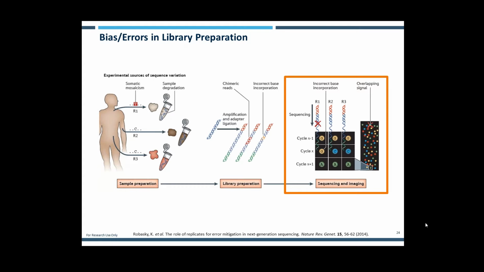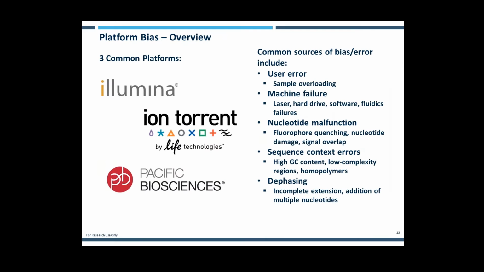Okay, so now we're going to dive into the 3 platforms. So you have 3 common platform manufacturers that are more commonly used in laboratories across the world. These include the Illumina series, which includes the MiSeq, the NextSeq, the HiSeq, the X10, and most recently the X5. And then the Ion Torrent Personal Genome Machine, which is also known as the PGM, and the Ion Proton. And then finally the PacBio platform.